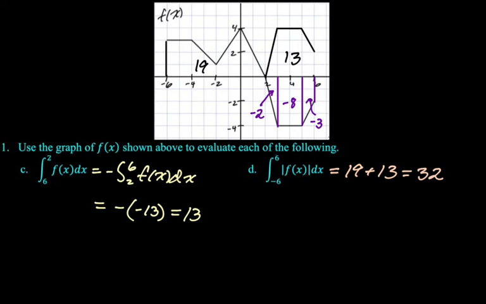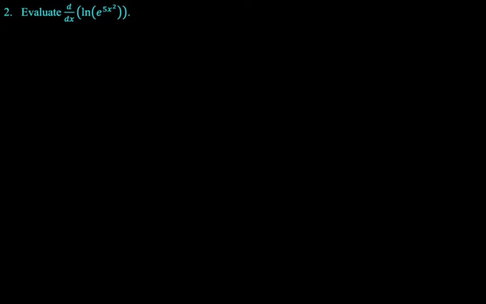All right, let's take a look at another problem. We want to evaluate the derivative of the natural log of e to the 5x squared. All right, so you can dive right into this and do 1 over u times the derivative of u. Not a bad idea, but what I would prefer to do is use a property of logs.